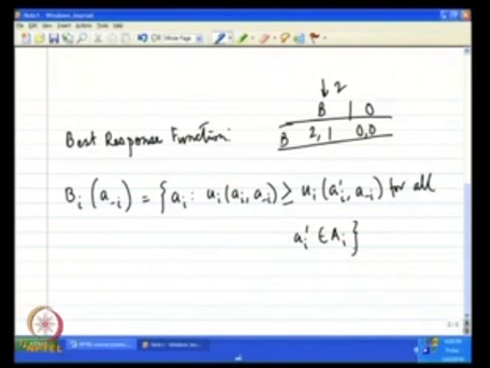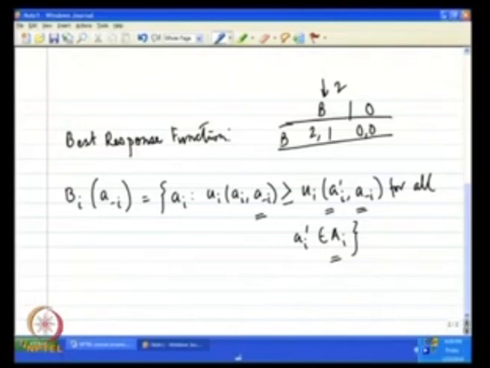So this is the definition of the best response function of any player I. It is telling me that the best response function of player I, which is defined over the actions of other players, is an action, or it might be more than one action, such that given what the other players are playing, which is A not I, this action AI should give player I at least as much as any other action. Any other action is generically given by AI dashed. AI dashed can be any action from his action set, capital AI.